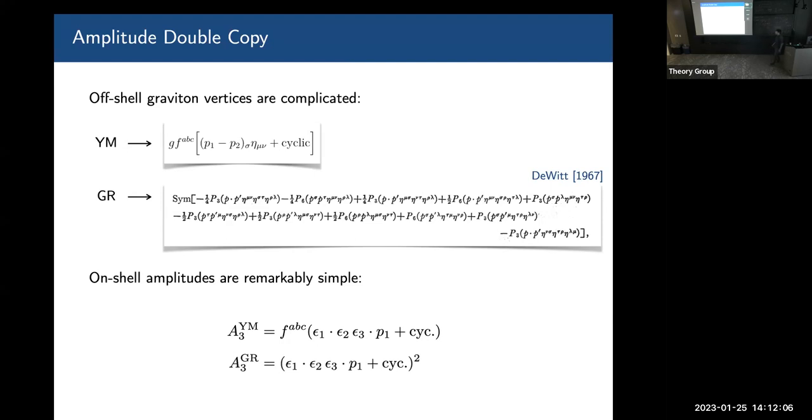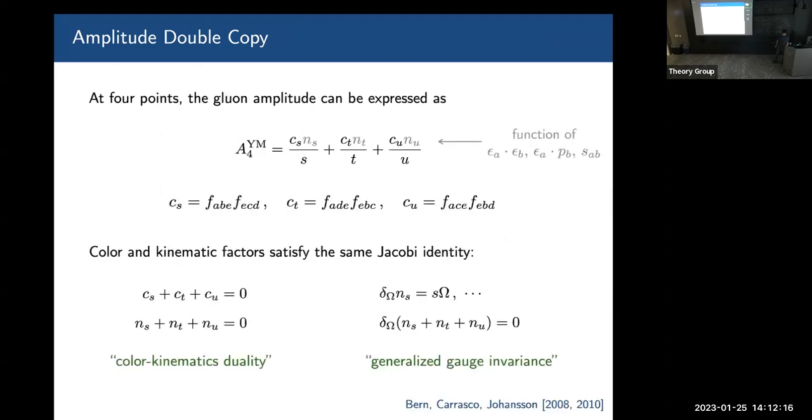But of course, it wouldn't be as impressive if it just stopped working at this order. The power of double copy is that it's supposed to generate all orders at tree level.